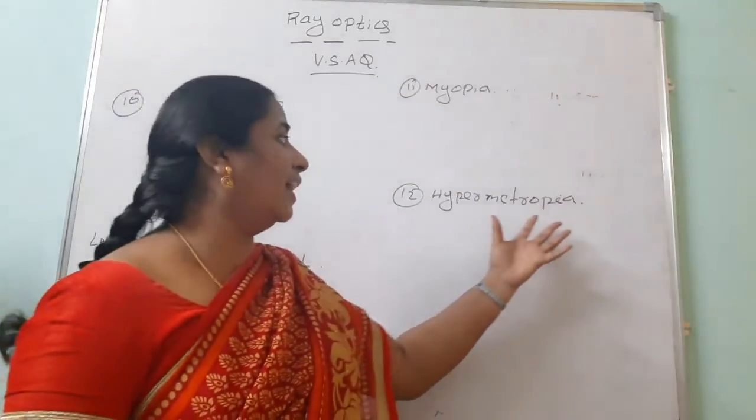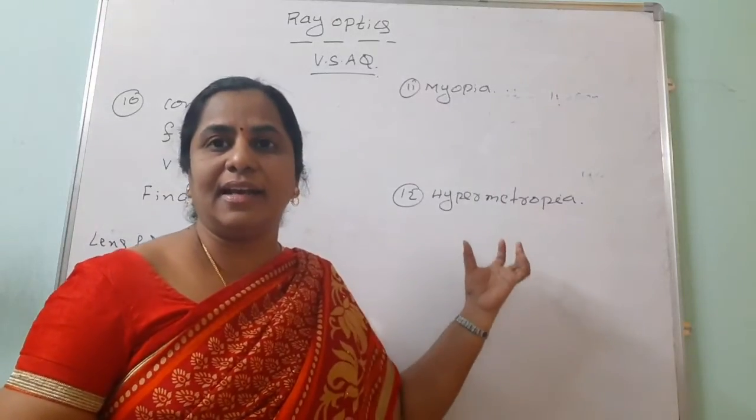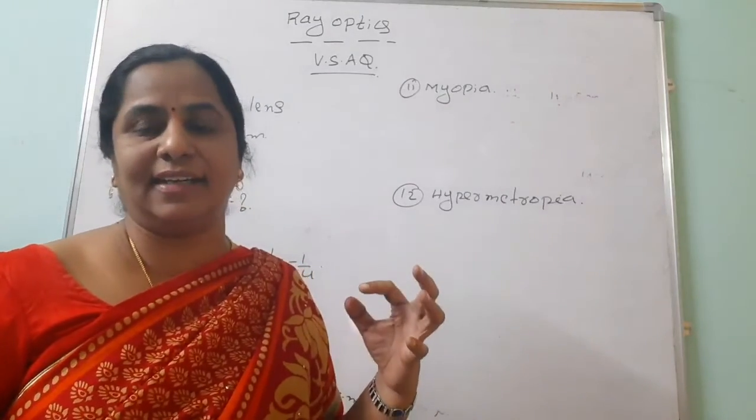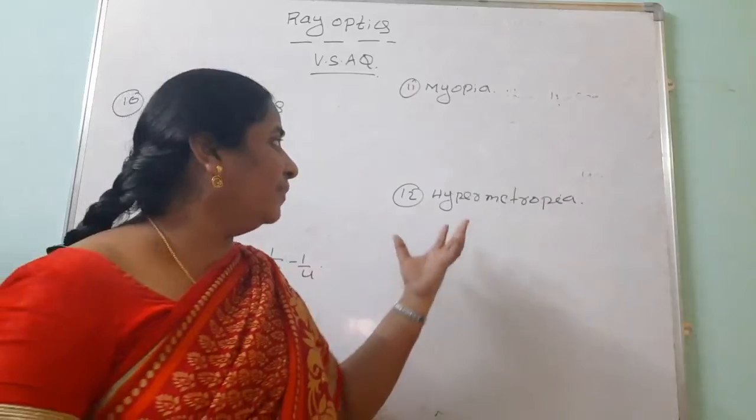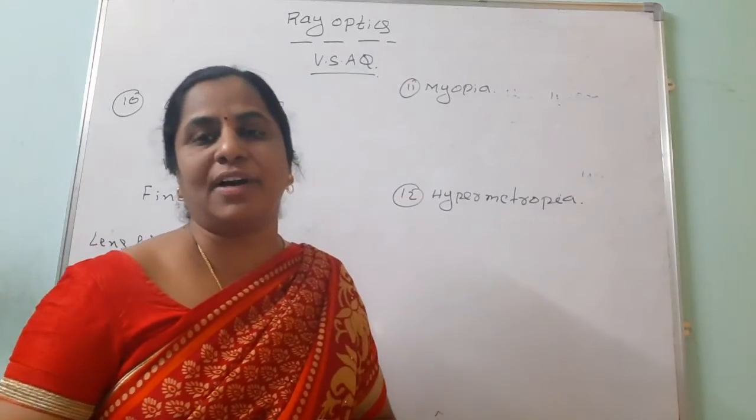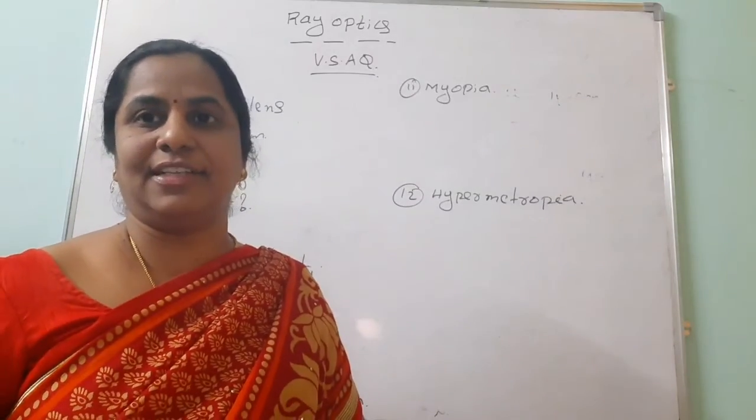Like that, what is hypermetropia? Here light rays focus behind the retina. That problem is called hypermetropia. With the help of convex lenses, we can rectify it. Thank you.